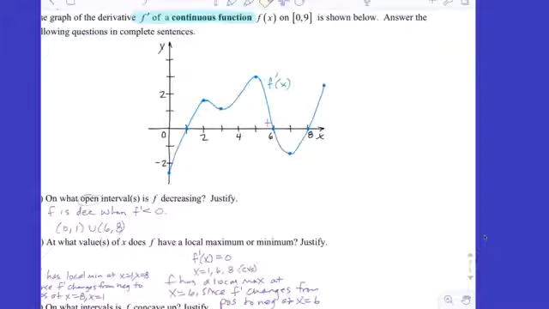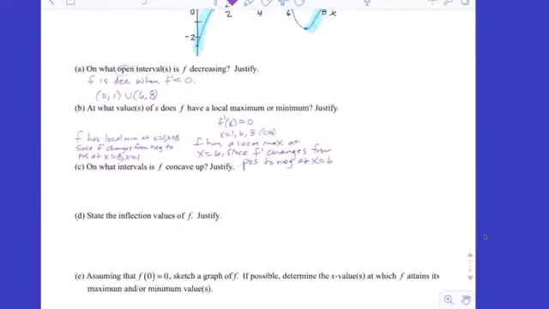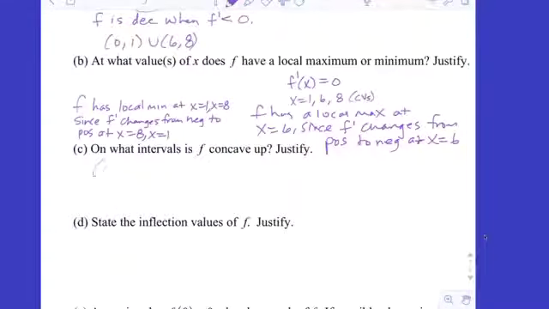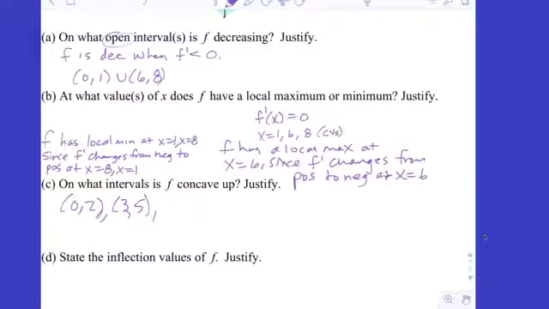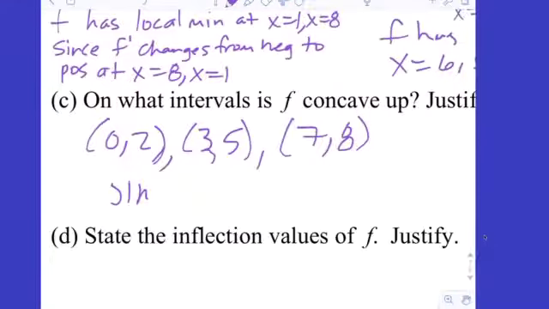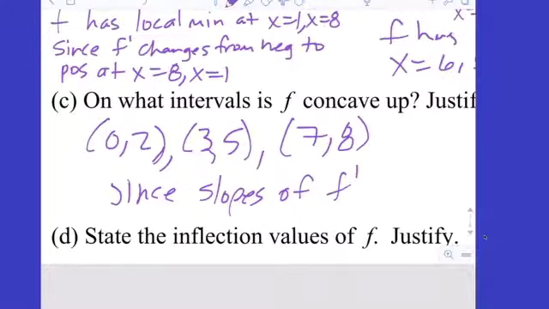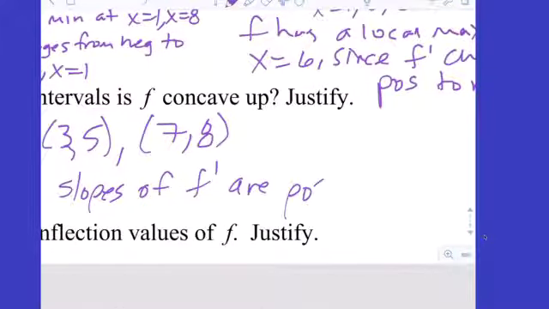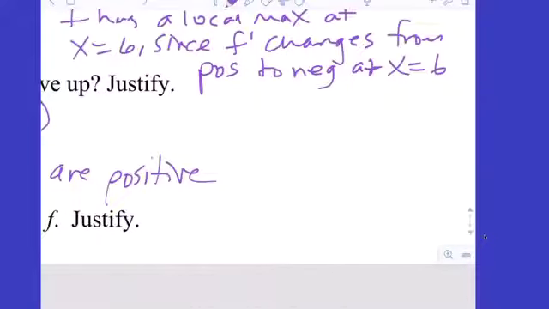f is concave up when the second derivative is positive. That's when the what's of this graph are positive. Slopes, right? So from 0 to 2, 3 to 5, 6 to 7, and 7 to 8. And then all you have to say is since the slopes of f prime are positive on these intervals.